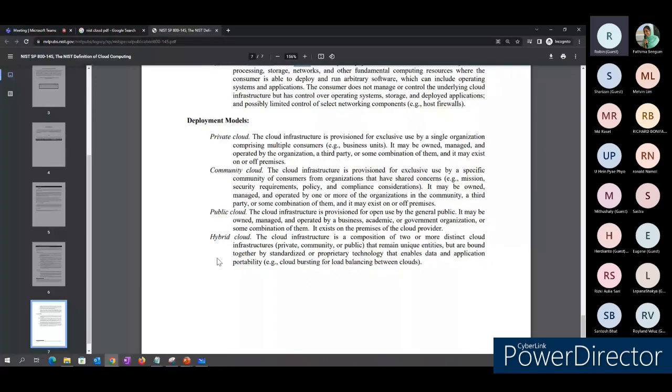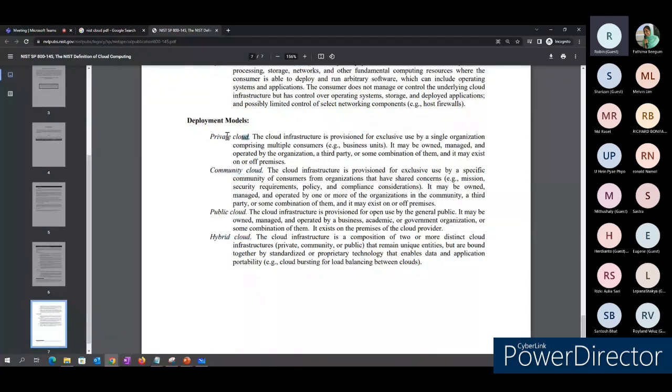As per NIST, only four models, but there are other models also available in the market right now. So as per NIST, this can be implemented as a hybrid cloud model, public cloud model, community model, and you have a private model also.